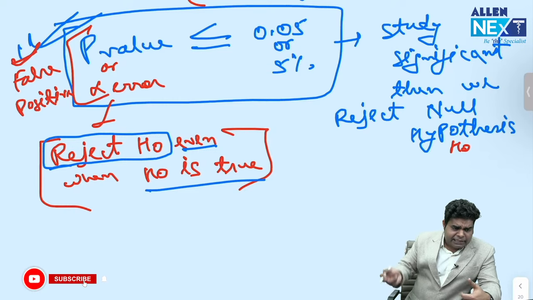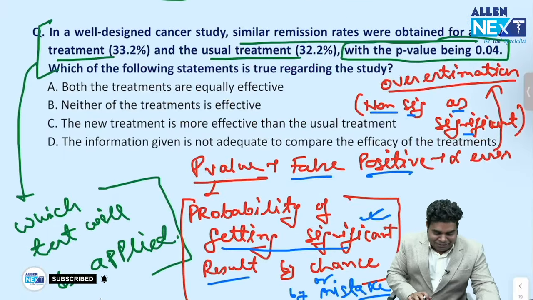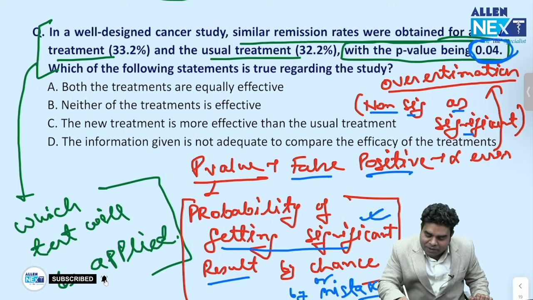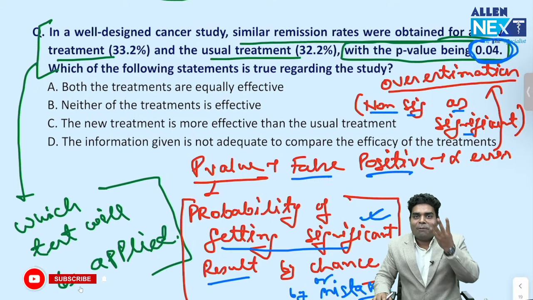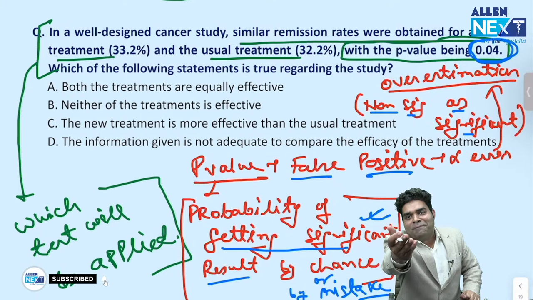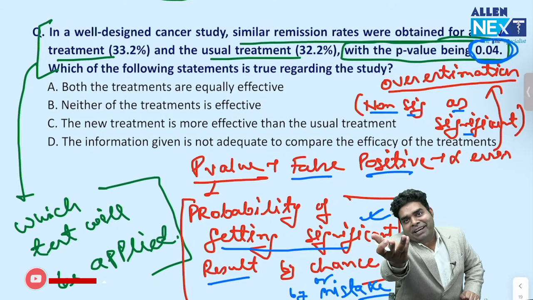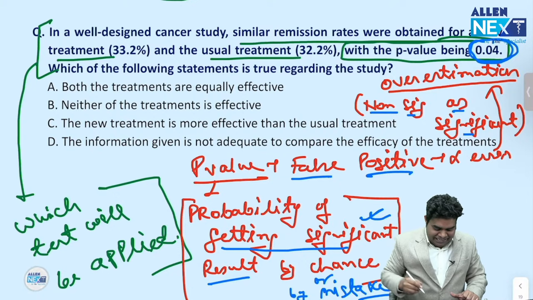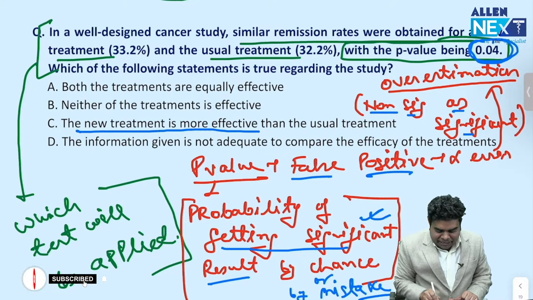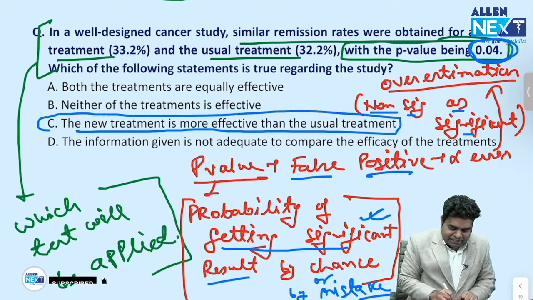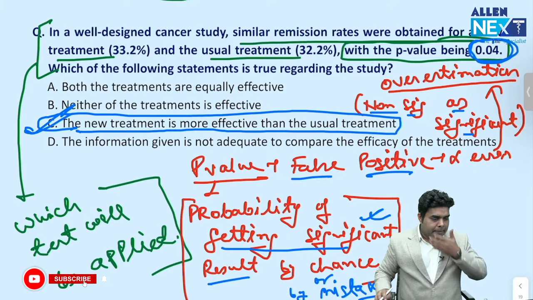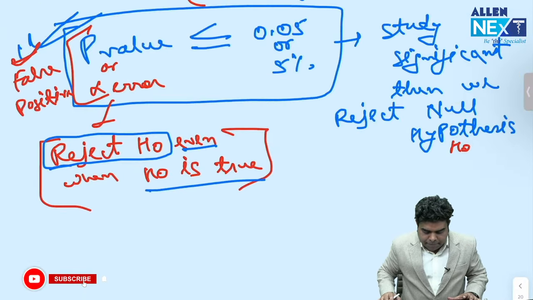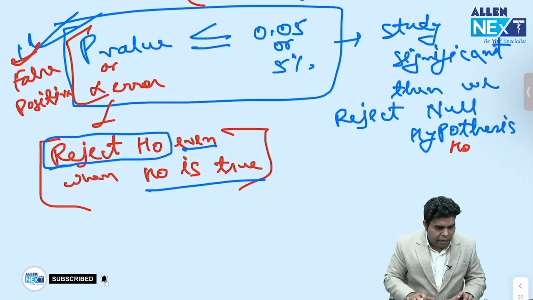Now, let's come back to our question. The question was that we are finding a p-value of 0.04. 0.04 means 4%. And if you did only 4% wrong in any exam, your result will be significant, right? Similarly here, only a 4% mistake is there. So the new treatment is significant, more effective than the usual treatment. C will be correct. A lot of questions on this topic can be done with this information which we discussed here. Do remember it.